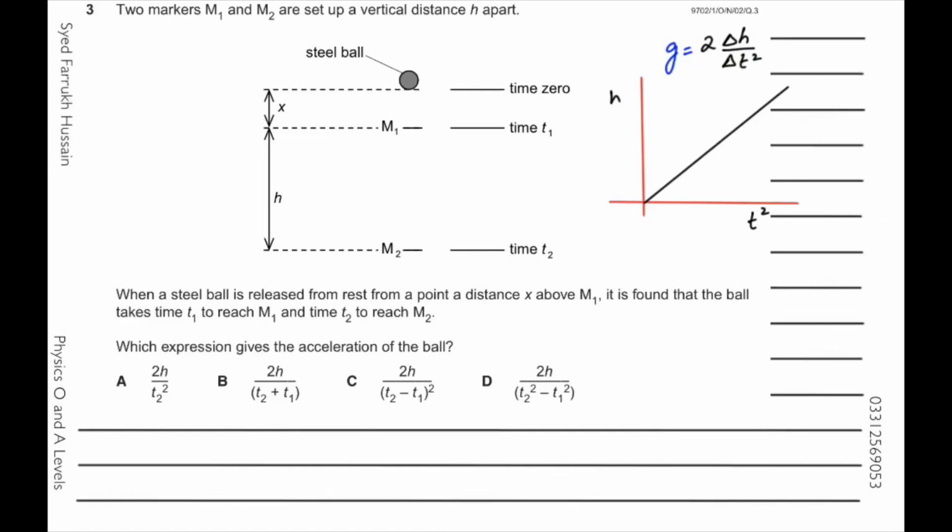In order to find the gradient, you will take h2 minus h1 divided by t2 square minus t1 square. By this you can find that option D is correct, because you have to take the difference between the squares, not the square of the differences. So option D is correct, while options A, B and C are incorrect.